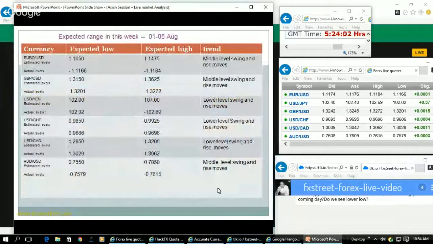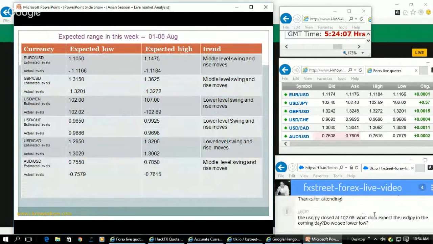These are all the levels in which the currency is expected to swing. Is there any other question, please?